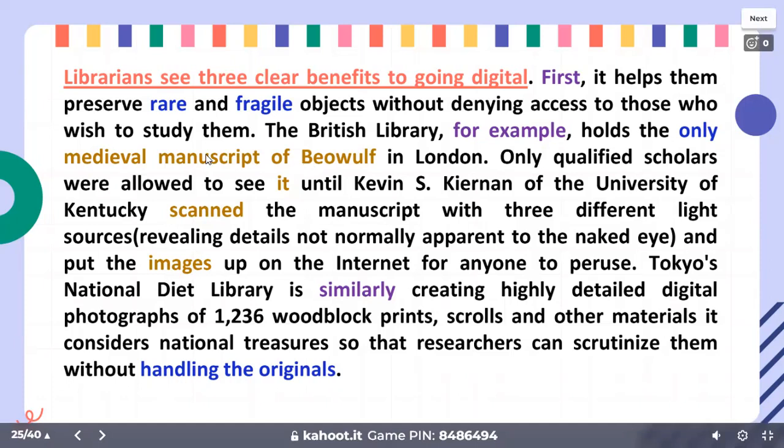Now, here, this is a technique that writers do. They said, this is the manuscript of Beowulf, and these are the images. Now, what do you call this technique?